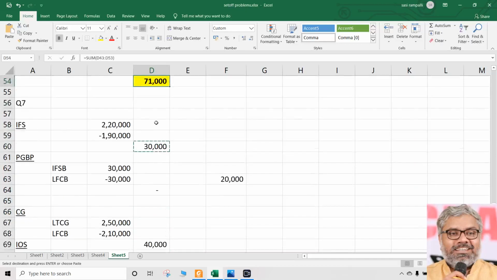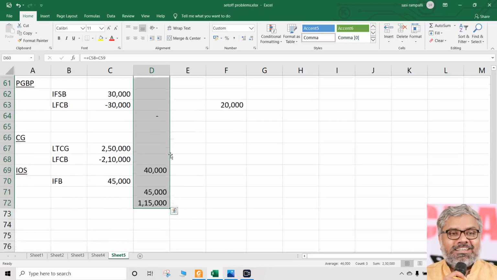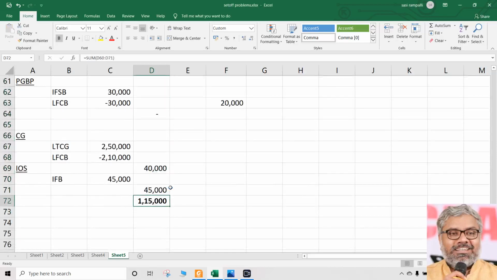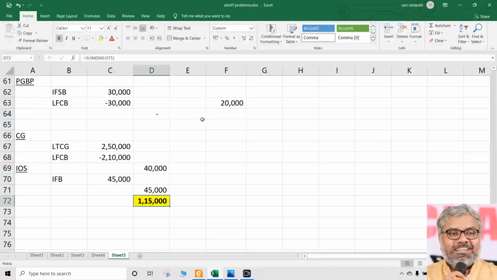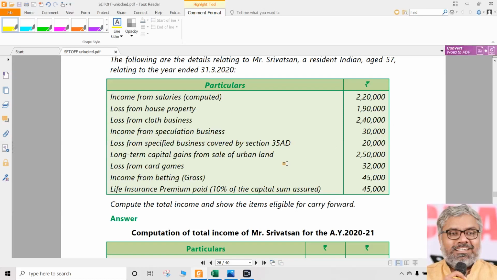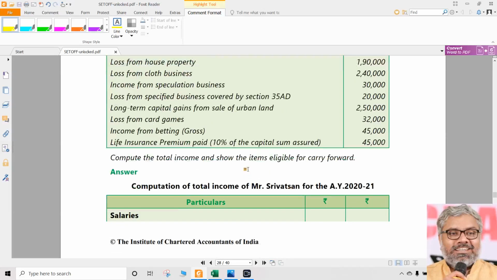So the total or gross total income of this particular SSC is going to be 1,15,000. This is gross total income, by the way, not the total income. And the carry forward possibility is there for this specified business, Section 35AD loss, which can be carried forward indefinitely. That is gross total income. Of course, there is a possibility of claiming Section 80C because of the life insurance premium paid, 45,000.